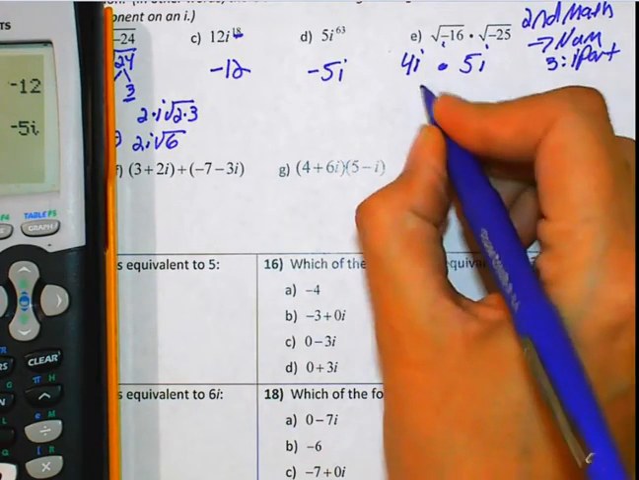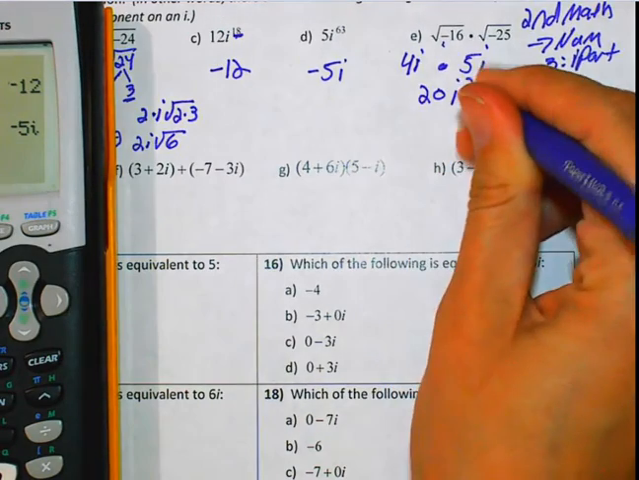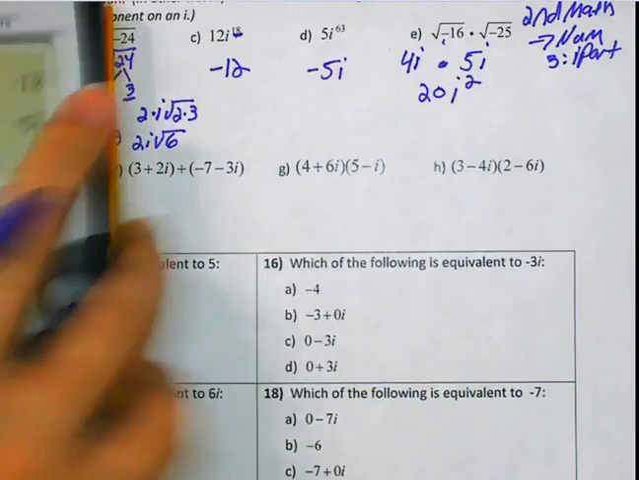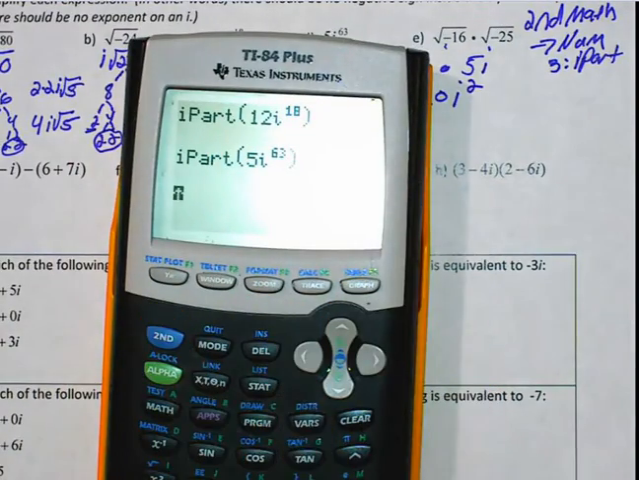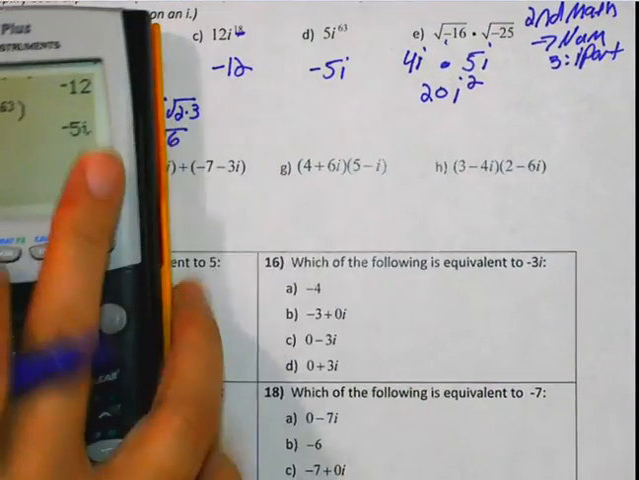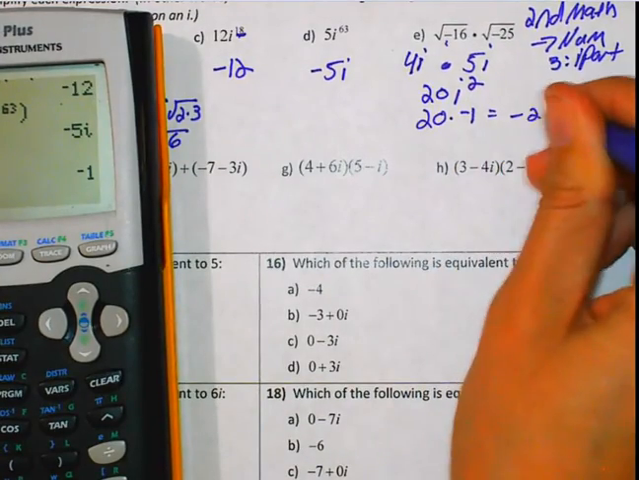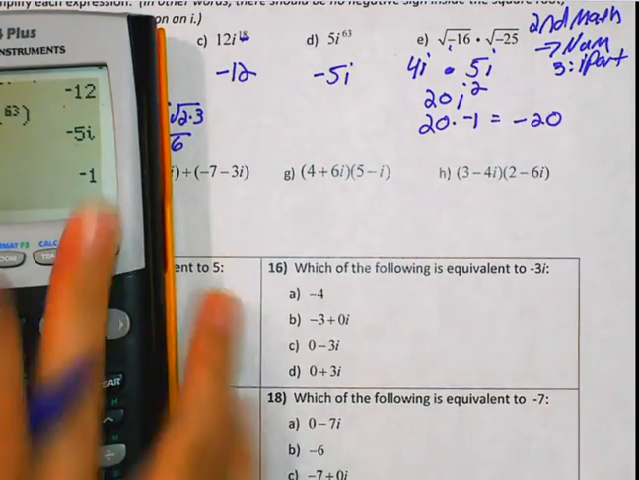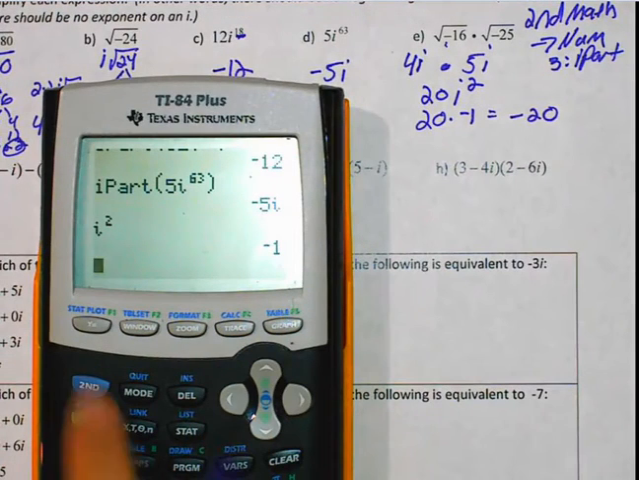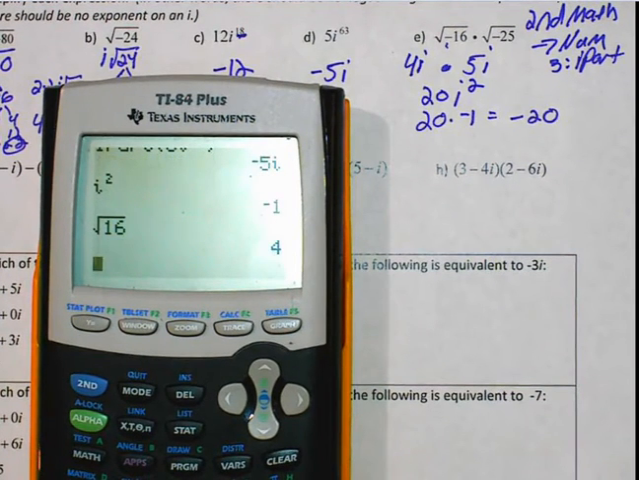4 times 5 is 20. And then I times I is I squared. Okay. And then if you put that into your calculator, I squared is negative 1. So I have 20 times negative 1, which is negative 20. Okay. Again, if you don't know your perfect squares, you could check in the calculator, second, and right above the x squared is the square root sign. So 16, which gave me that 4. Okay.